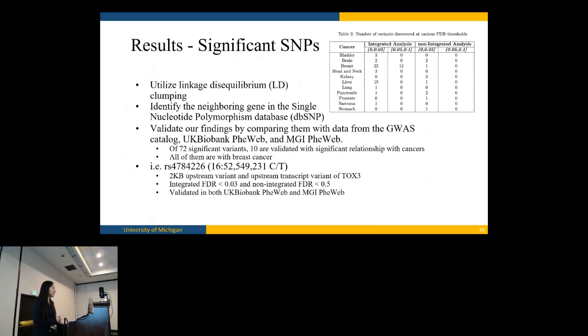And for example, there's one variant, RS4784226, which is located on chromosome 16. It is a 2000 base pair upstream variant and upstream transcription variant of the TOX3 gene. The TOX3 gene is a known gene that is related with breast cancer. The integrated FDR of this variant is less than 0.03, and the non-integrated FDR of this variant is less than 0.5. This FDR is calculated with the breast cancer, and this result is validated in both UK Biobank FIVAB and the MGI FIVAB.